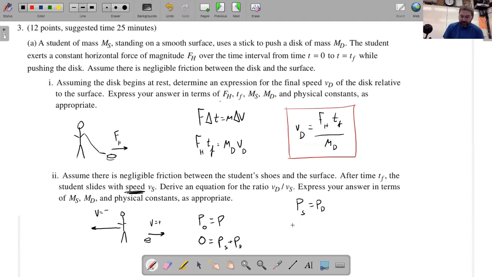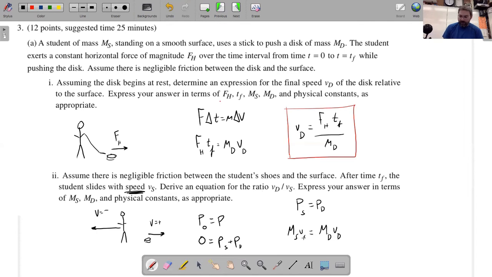The momentum of the student is equal to the mass of the student, a capital M, times the speed of the student. The momentum of the disk is equal to the mass of the disk times the speed of the disk. Because these are speeds, you don't have to worry about signs at all. We want to derive an equation for the ratio v sub d over v sub s.